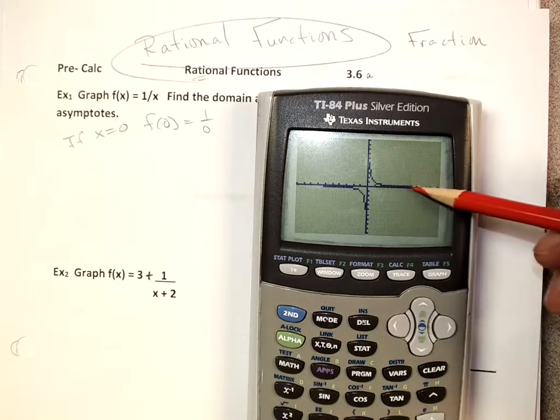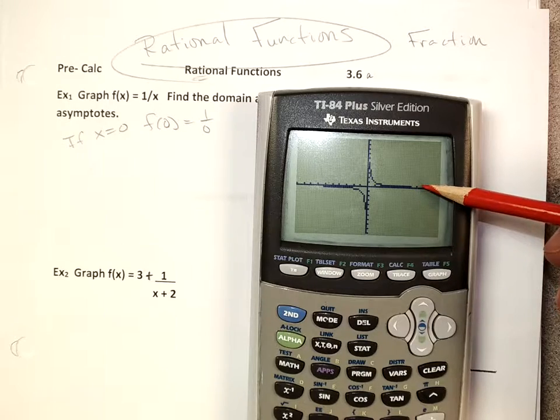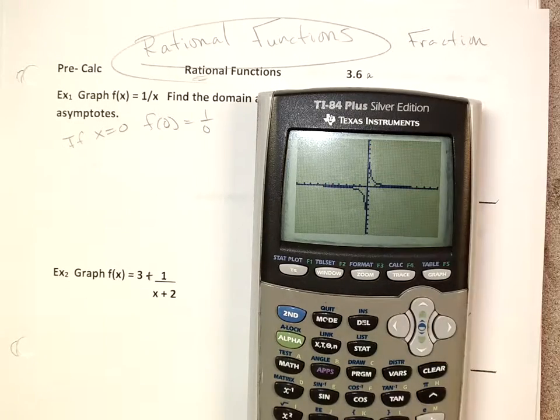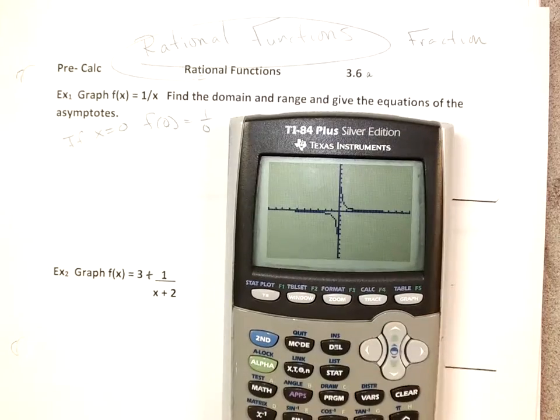The same thing with the horizontal asymptotes. It gets closer and closer to 0. So we get two asymptotes right now. Why does it go to infinity? Let me give you a super easy explanation, okay? Listen to what I say.